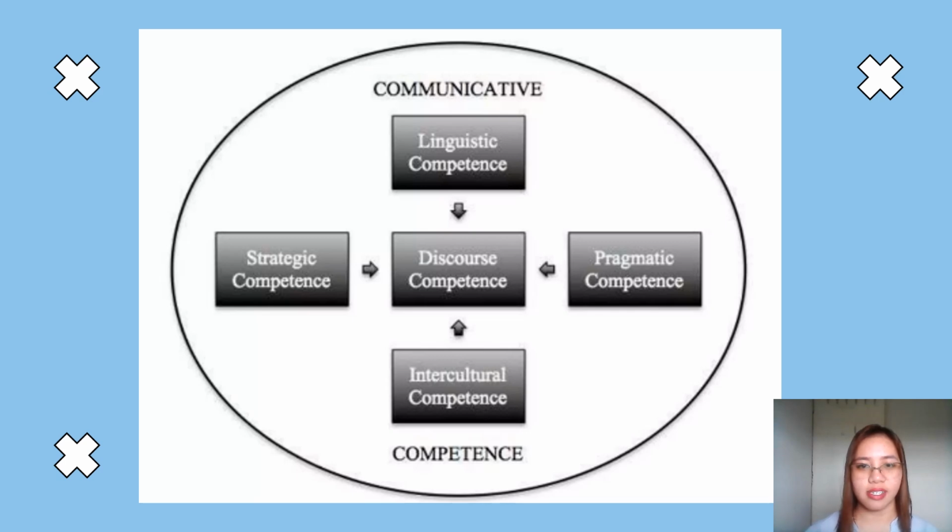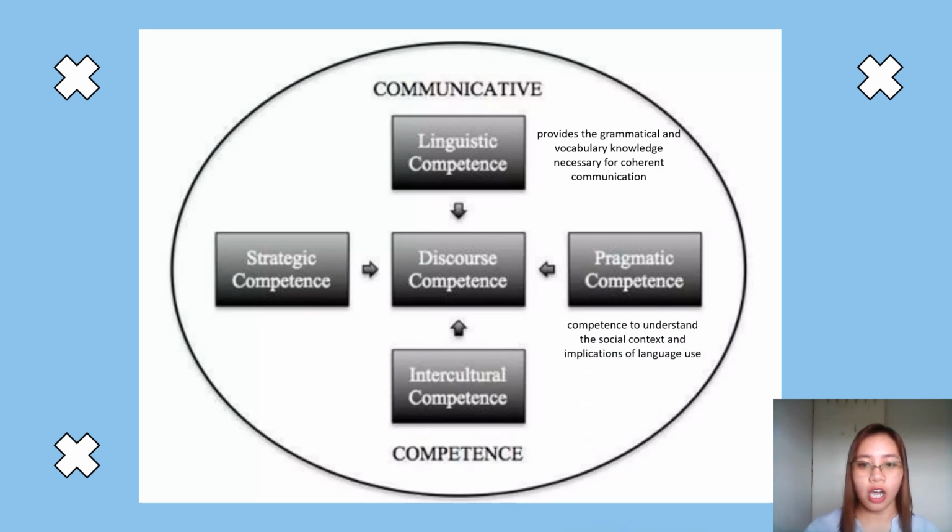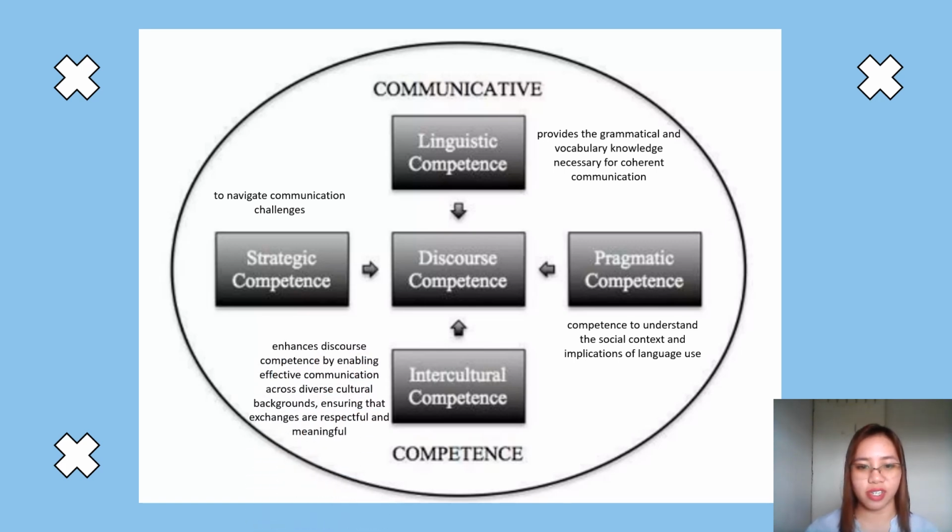According to some studies, discourse competence is interconnected with several other types of competence. Linguistic competence provides the grammatical and vocabulary knowledge necessary for coherent communication. Pragmatic competence is to understand the social context and implications of language use. Strategic competence is to navigate communication challenges. And intercultural competence enhances discourse competence by enabling effective communication across diverse cultural backgrounds, ensuring that exchanges are respectful and meaningful.